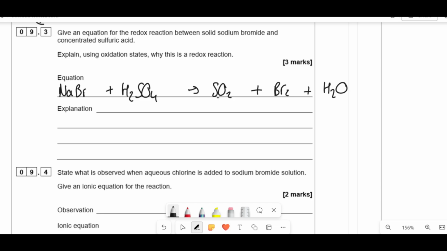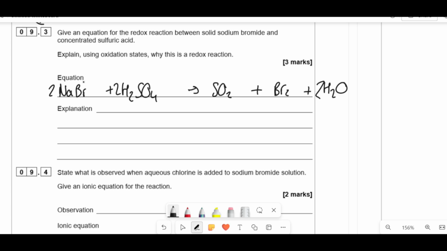And then you should just remember that these two are the key things, and what's left over is that. In terms of balancing it, we're going to need 2 NaBr there, definitely. I can put a 2 there and a 2 there. That balances that out. So then it says explain using oxidation states why this is a redox reaction. So we need to look at what's being oxidized and what's being reduced.